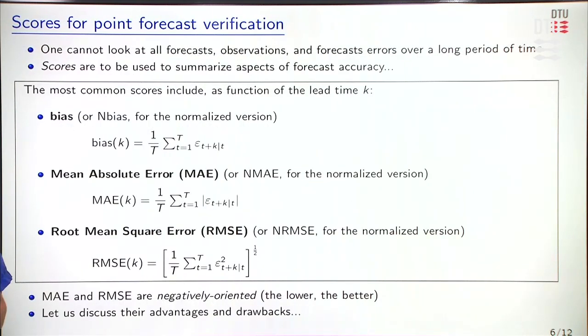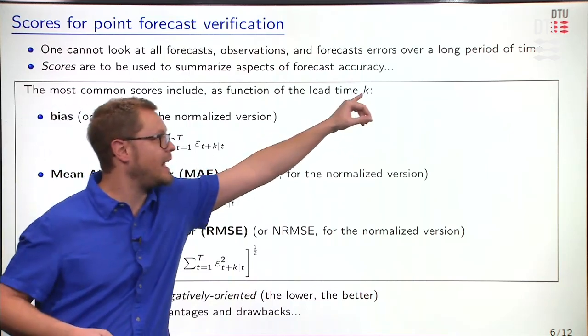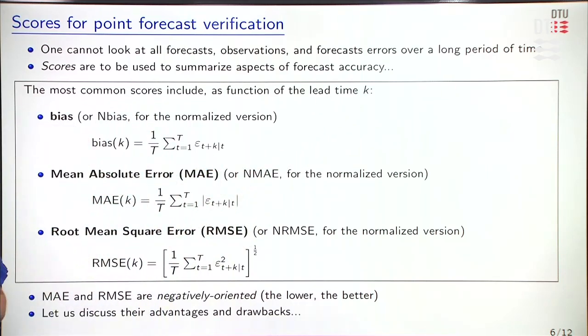Now we're going to work with normalized forecast errors since it's quite easier. And since you don't want to look at all forecast, observation, and all forecast errors over a long period of times, then we need to calculate some summary statistics. These summary statistics will be called scores, and they are there to summarize different aspects of forecast accuracy. The most common scores include, and if you were to denote the lead time k that we'll use in the notation here, we would calculate first the bias.